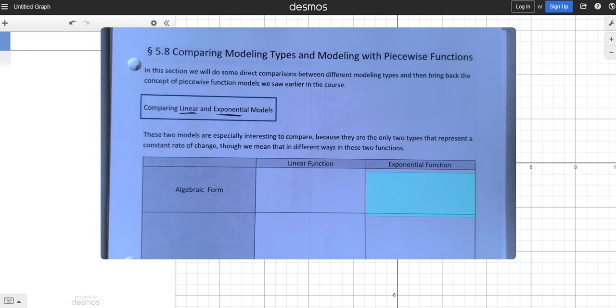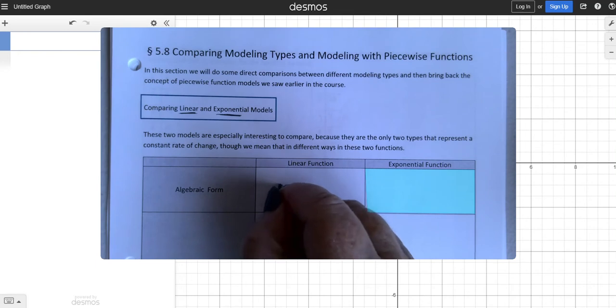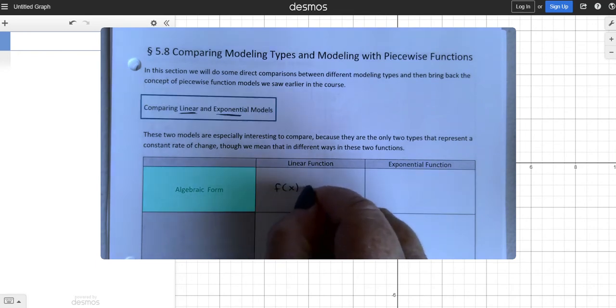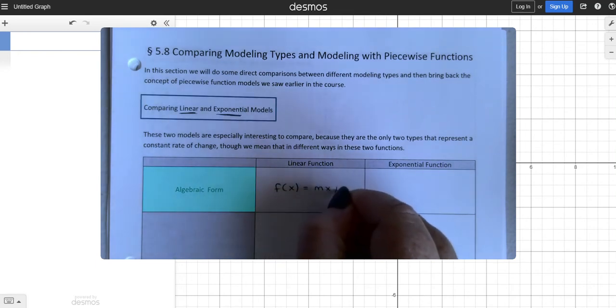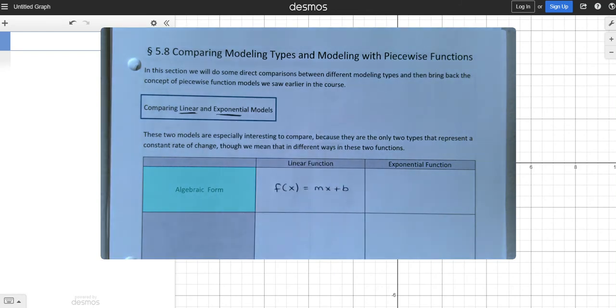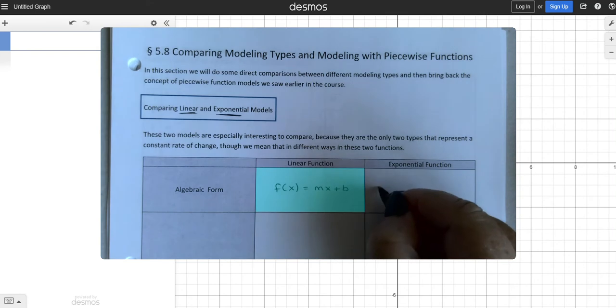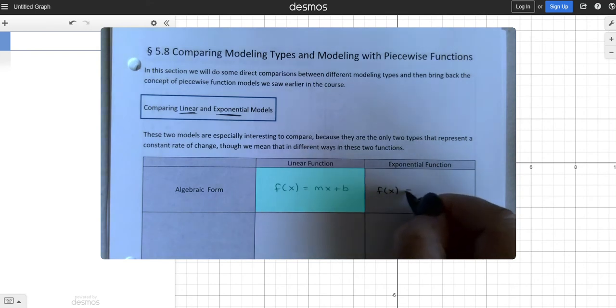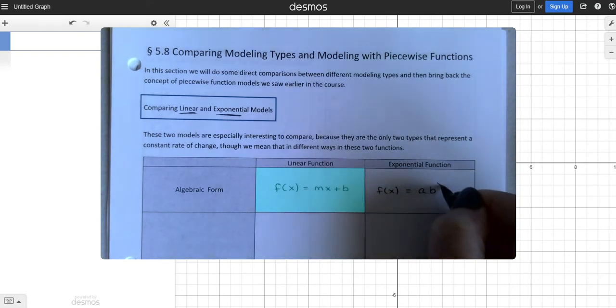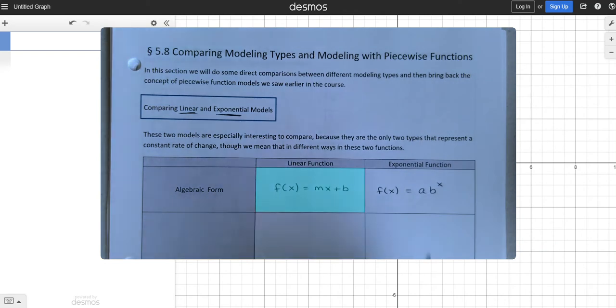So first of all, the algebraic forms. We know that a linear function typically looks like mx plus b. f(x) or y equals mx plus b. And an exponential function? a times b to the x. We did see that we can use e as a base, but we'll stick with the a times b to the x for now.